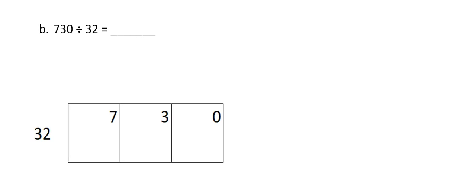The next problem is 730 divided by 32. I'm going to start by asking how many groups of 32 I can get out of 7, and obviously we can't get any, so I'll move the 7 over. Now my question is, how many groups of 32 can we get out of 73? Well, 32 is pretty close to 30, so I'm going to round 32 to 30 to help me come up with my answer. If I think of 30s, I can think 30, 60, 90. Well, 60 is pretty close, and that was 2 groups. So I'm going to find the exact answer.